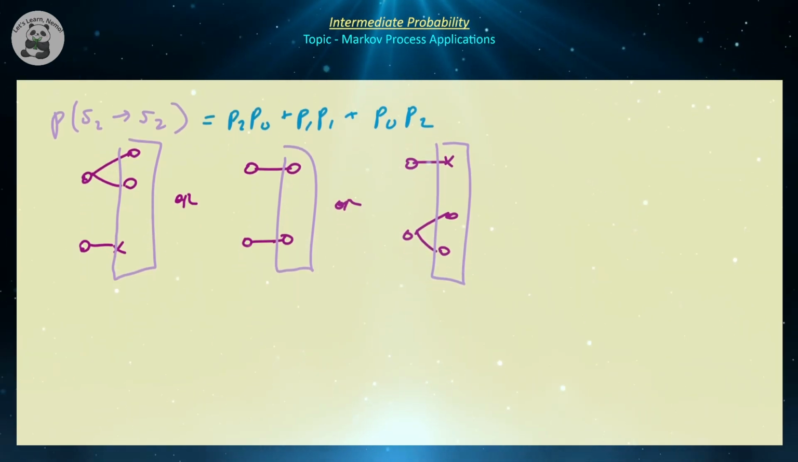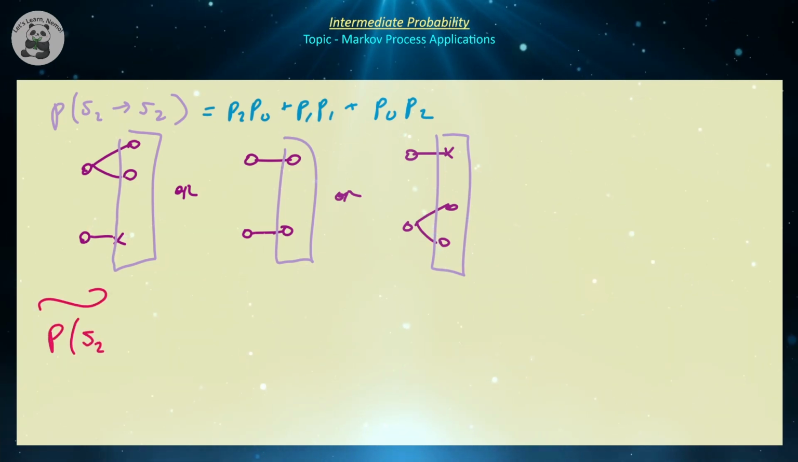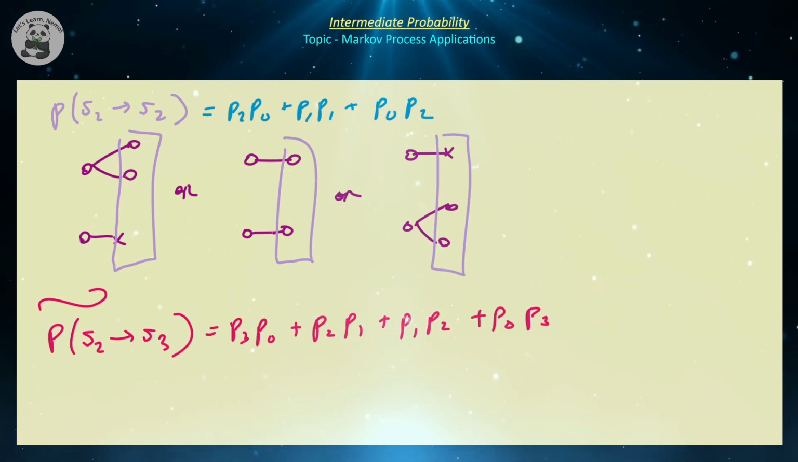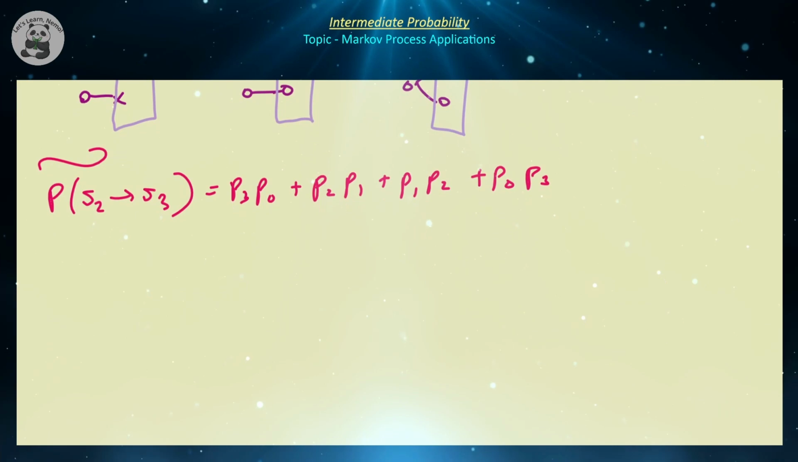Right? Do you see the pattern yet? So what would be the probability of transitioning from S2 to S3? That's going to be equal to P3 P0 plus P2 P1 plus P1 P2 plus P0 P3. And that would be that. I hope you see the pattern now. So let's see if we can nicely generalize this little sequence.